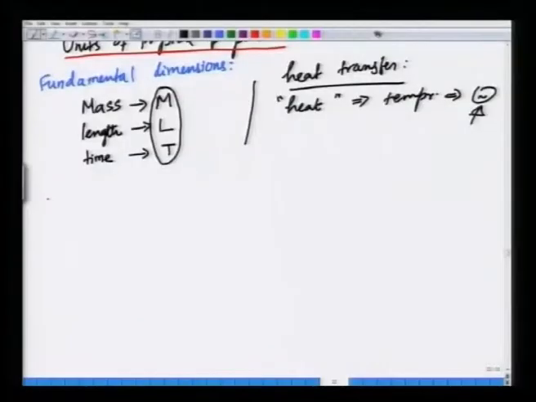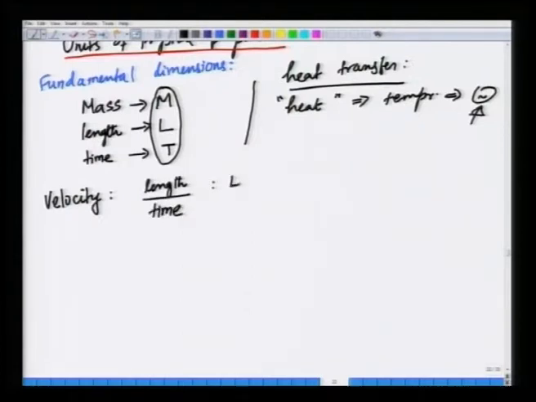For example, if you are worried about velocity, because in fluid mechanics we will have to worry about velocity a lot. It is the rate at which a fluid flows per unit time, the rate at which the displacement of a fluid changes per unit time. So, it has dimensions of length over time, L t to the minus 1.